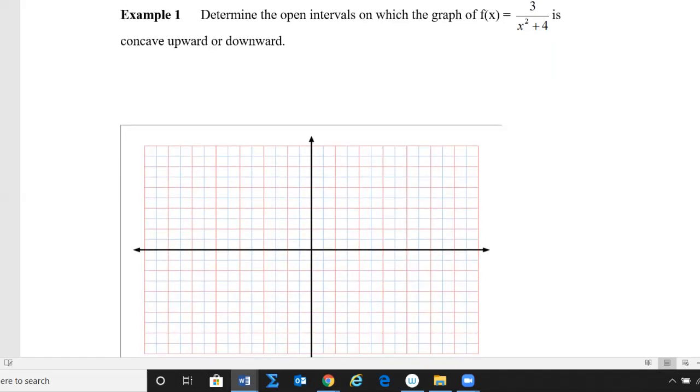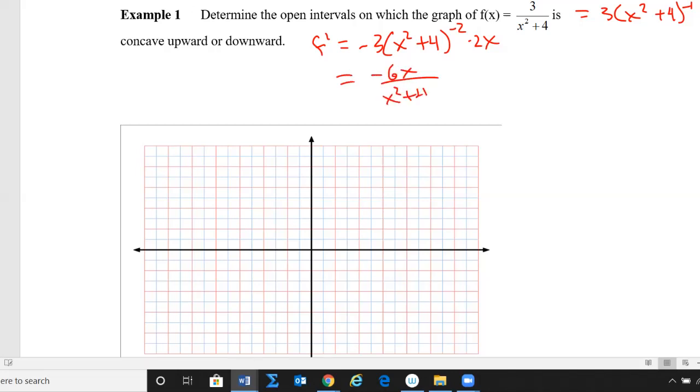Now, here's an example. First thing we're going to need is a derivative. I'm going to write this like so, just because it's easier in this case not to use the quotient rule. So bring down the -1, then you'll have x squared plus 4 to the -2, and then times 2x. That's the chain rule. So that's -6x over x squared plus 4 quantity squared. Now you'll need another derivative.